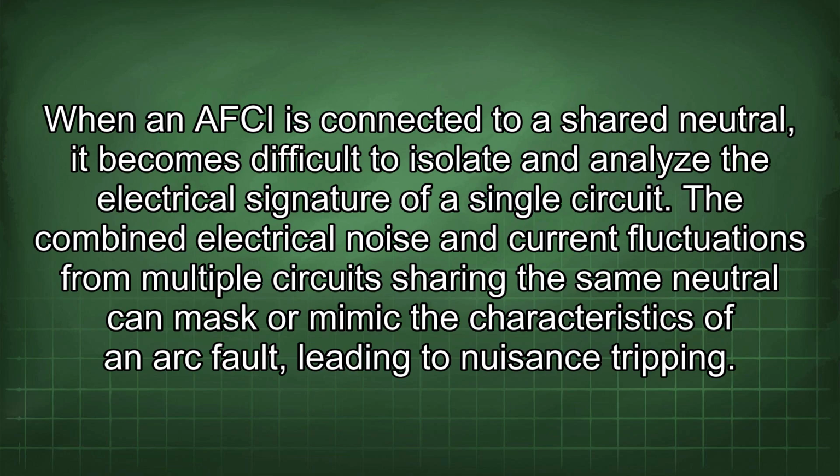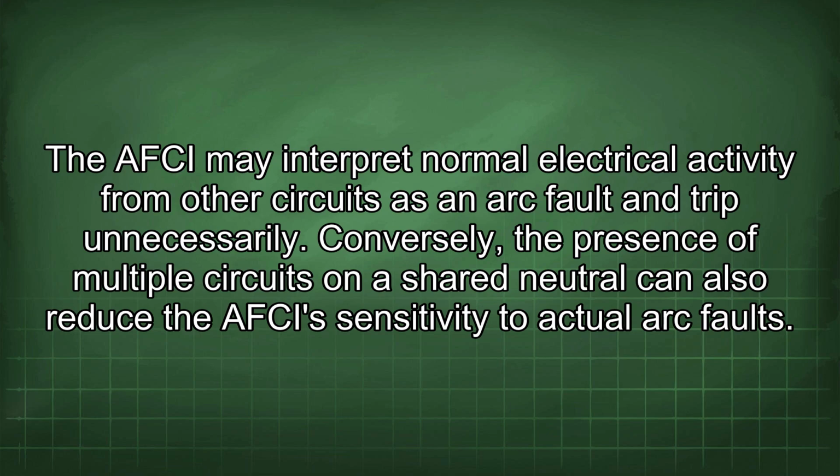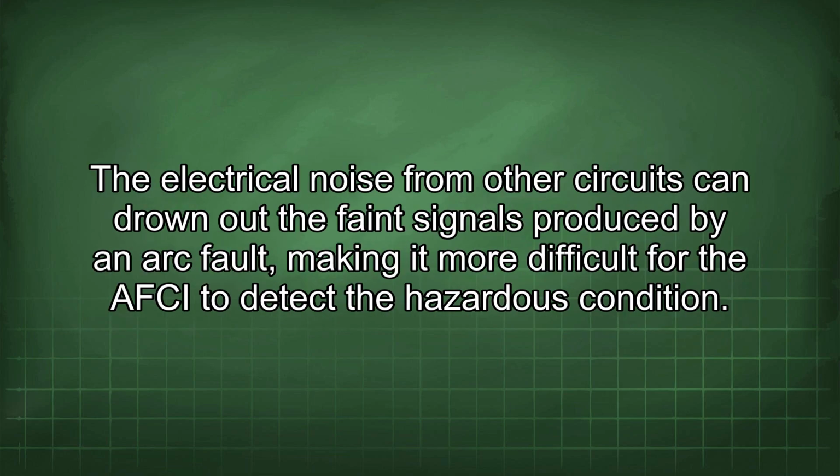The combined electrical noise and current fluctuations from multiple circuits sharing the same neutral can mask or mimic the characteristics of an arc fault, leading to nuisance tripping. The AFCI may interpret normal electrical activity from other circuits as an arc fault and trip unnecessarily. Conversely, the presence of multiple circuits on a shared neutral can also reduce the AFCI's sensitivity to actual arc faults. The electrical noise from other circuits can drown out the faint signals produced by an arc fault, making it more difficult for the AFCI to detect the hazardous condition.